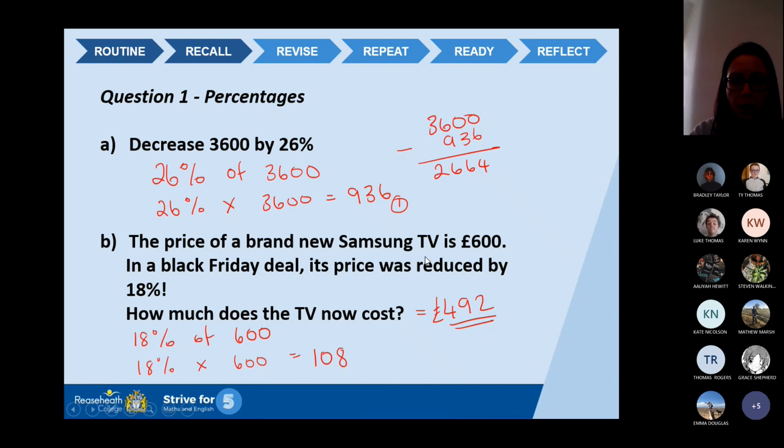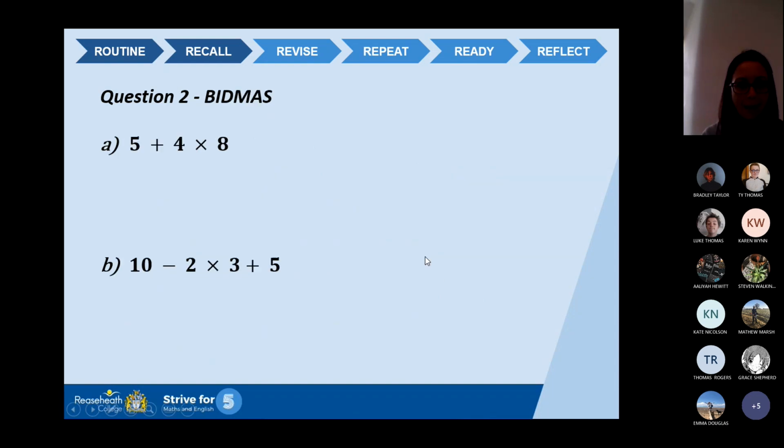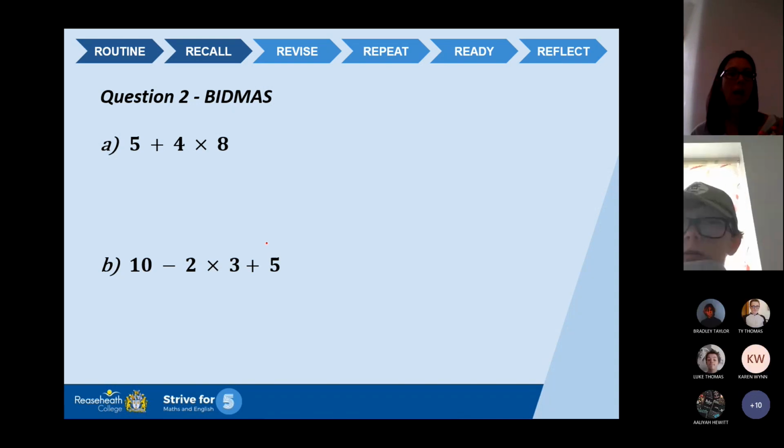Okay, so next, BIDMAS. So we need to remember any sum that you see that has more than one operation in it, so more than just a times or more than just an add, that you need to apply BIDMAS. You need to think about the order in which you do each operation. So firstly, for this, there's no brackets, there's no indices. There is a divide and a multiply.